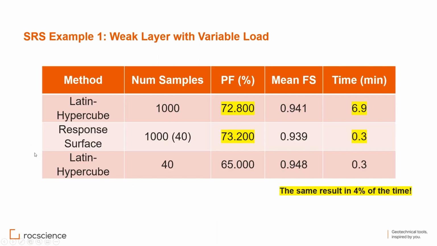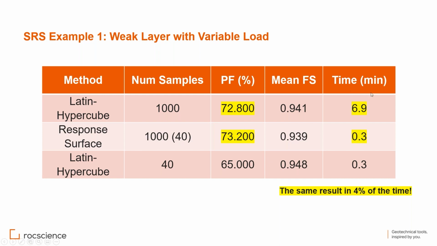If we look at the probability of failure results for that example, the first row is Latin hypercube, the second row is response surface. If you do Latin hypercube with 1,000 samples, you get a probability of failure of 73%. If you do response surface with 1,000 samples, you get the same probability of failure, 73%. But like we said, this actually ends up computing 40 samples to train the model.